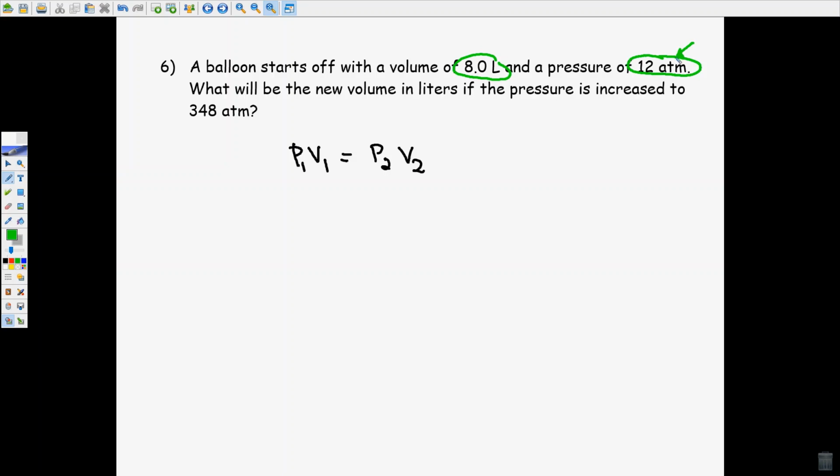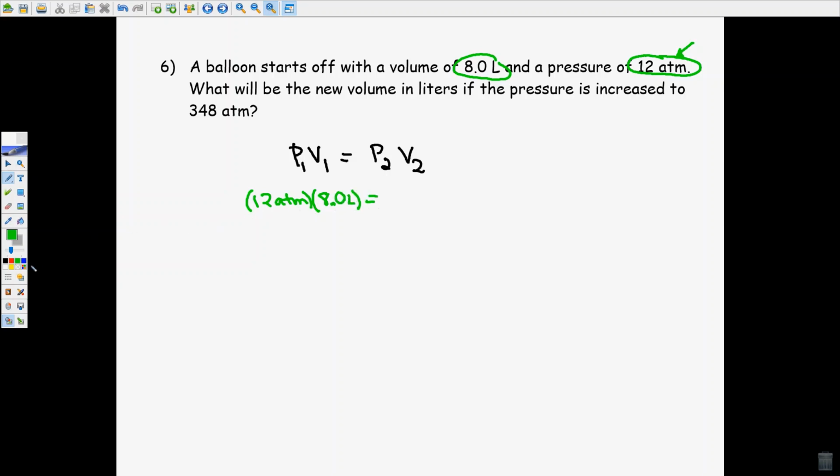So atmospheres is, we would say if we are at sea level, we have 1 atmosphere of pressure of the Earth's atmosphere above us. But this is a lot of pressure. This is 12 atmospheres. So let's plug that in as our P1 and our V1. So we're going to have 12 atmospheres. The volume is going to be 8 liters.